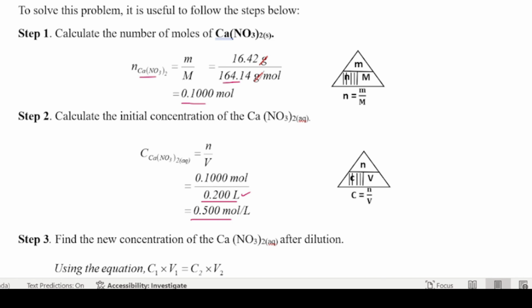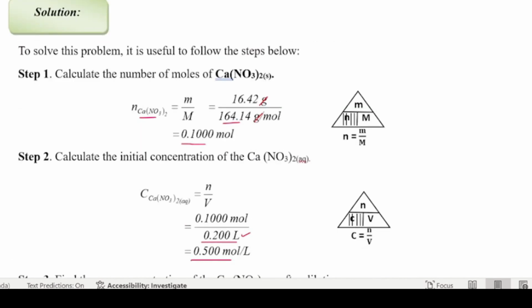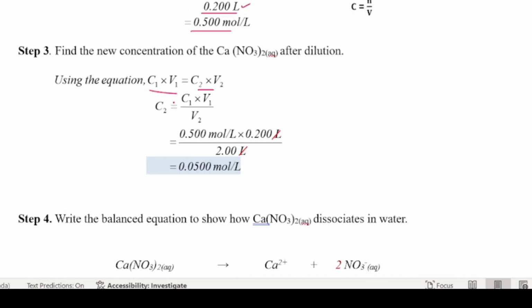So what are they telling you now? You're diluting that to 2 liters. So you do again C1V1 equals C2V2. Now you want to find the final concentration, all right? Leave these there as they are. Bring down V. And this is how you get the final concentration.